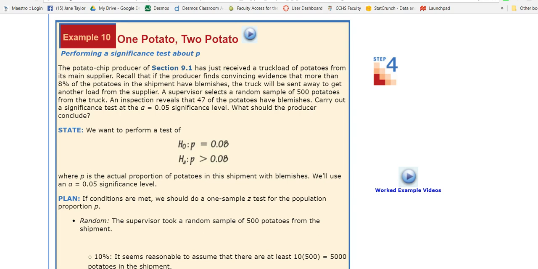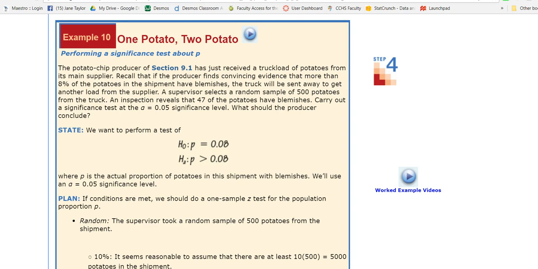A supervisor selects a random sample of 500 potatoes from the truck. An inspection reveals that 47 of the potatoes have blemishes. Carry out a significance test at the alpha equals 5% significance level. What should the producer conclude?